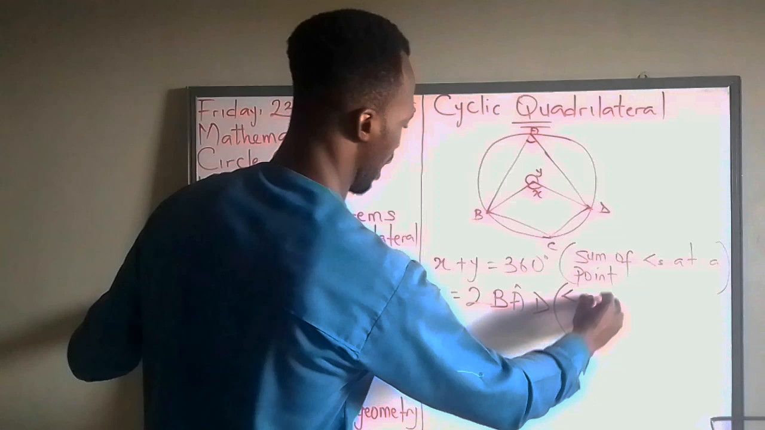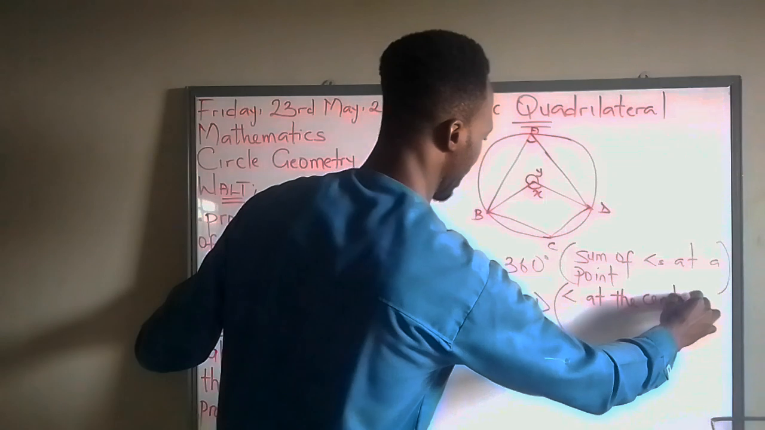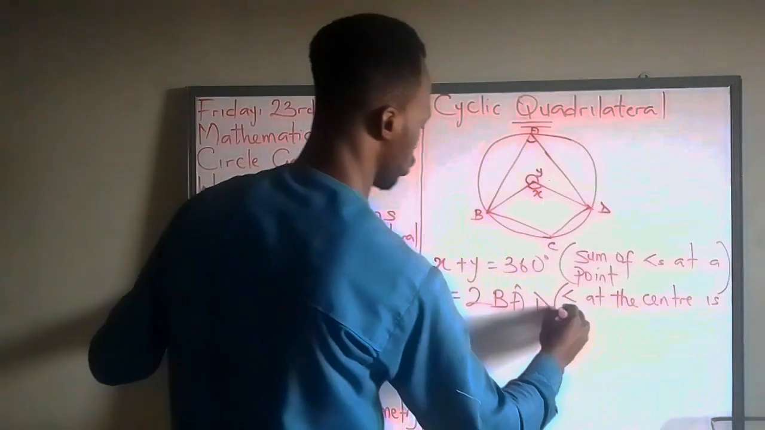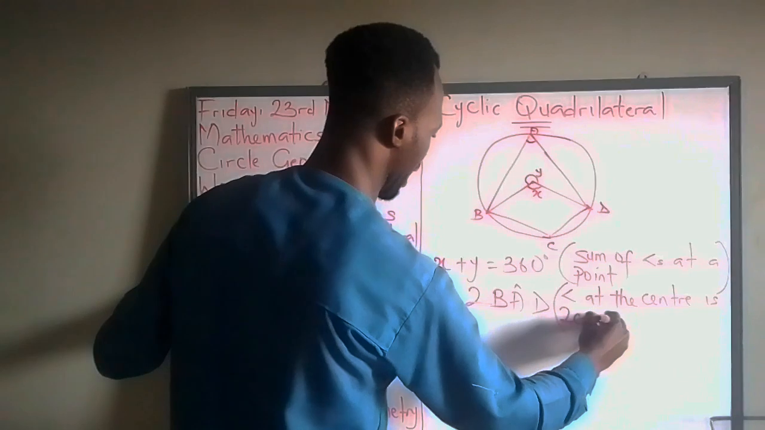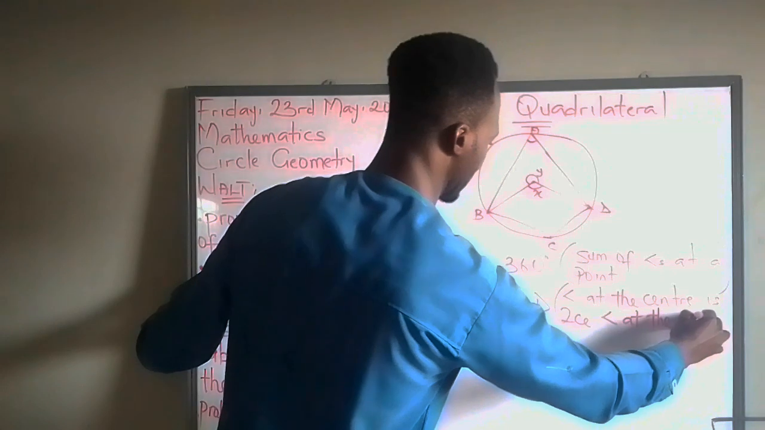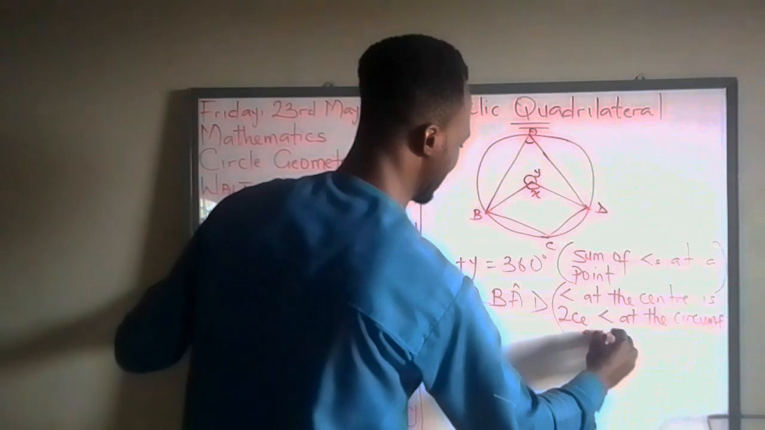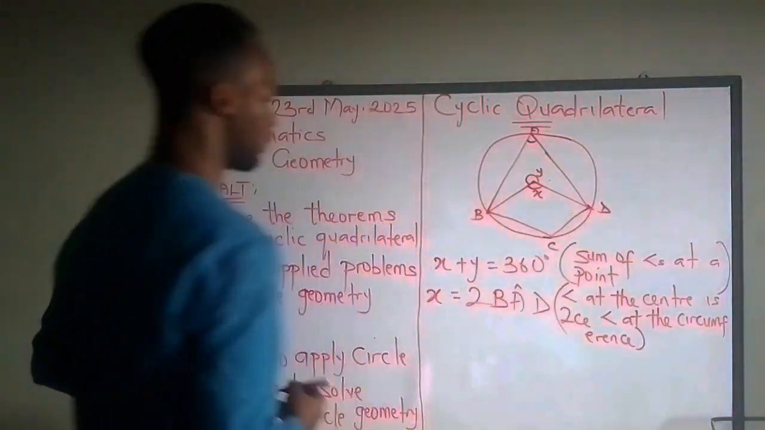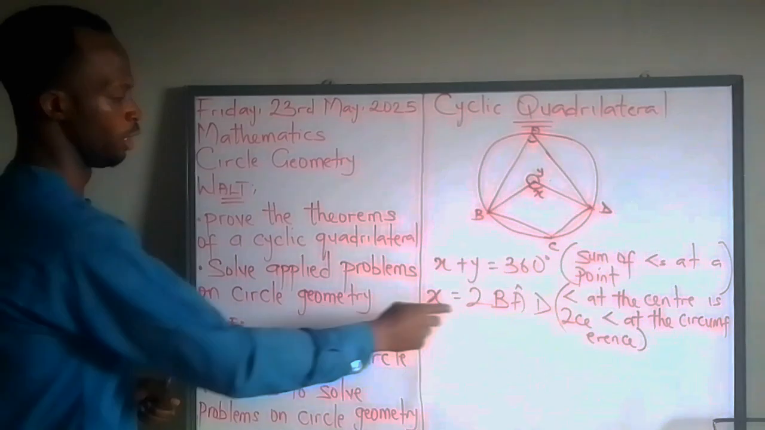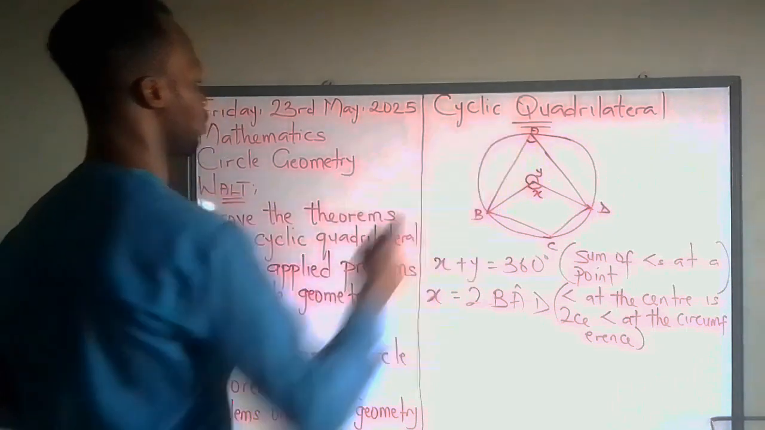Angle at the center is twice the angle at the circumference. Angle at the center is twice the angle at the circumference. So x is equal to 2 BAD. That's twice the angle at the circumference.